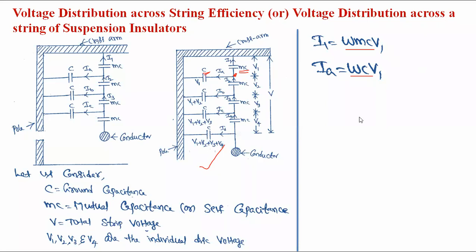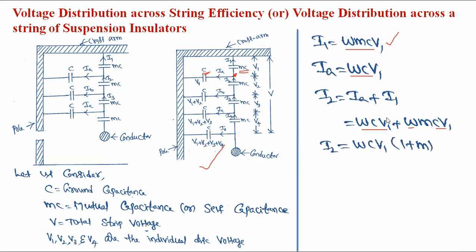Applying Kirchhoff's current law, I2 equals IA plus I1. Already we know the value of I1. What is I1? WMC into V1. What is IA? WC into V1. Substituting here, WMC V1 plus WC V1. In this, both terms, WCV1 and WCV1, are common. Taking WCV1 common, what happens? 1 plus M. This is the I2 value.